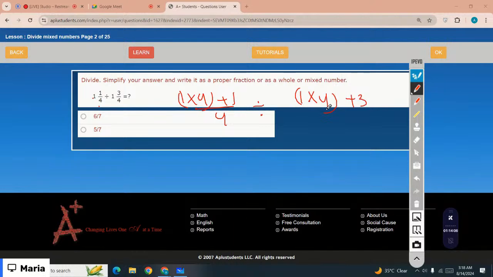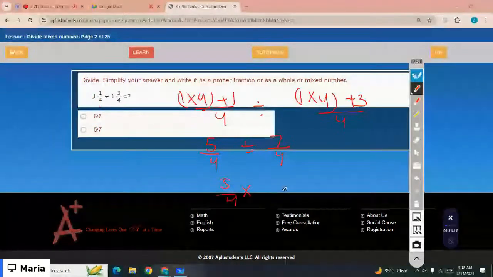Now replace the division sign with multiplication, so that would be 4 over 7. So 4 and 4 cancel out, you are left with 5 over 7. So the correct option is 5 over 7. Option number 2 is the correct option.